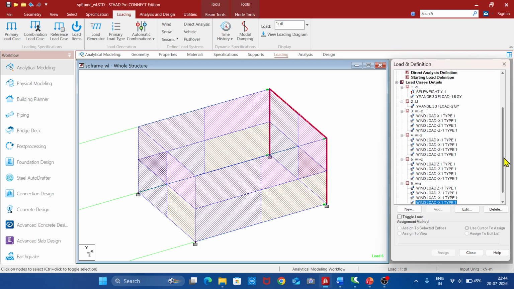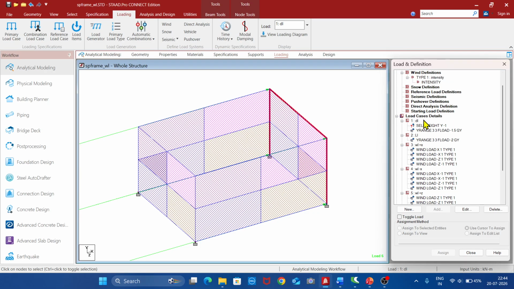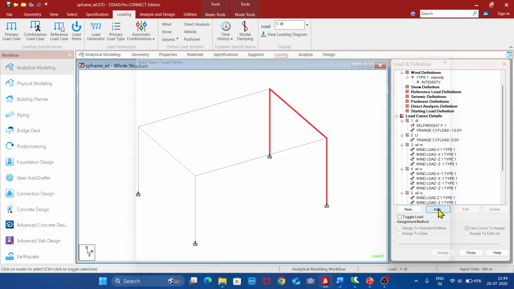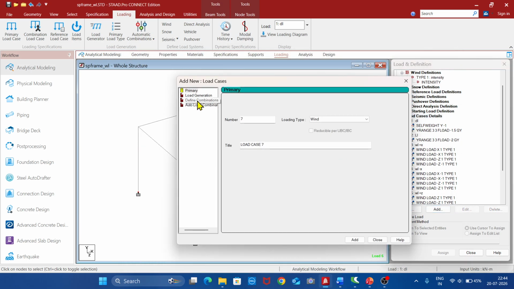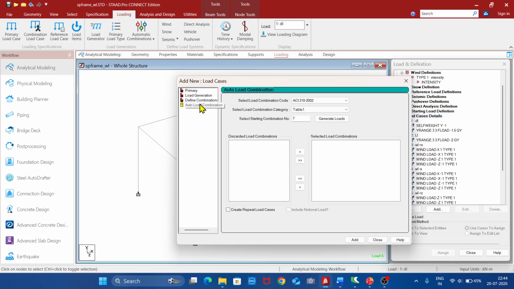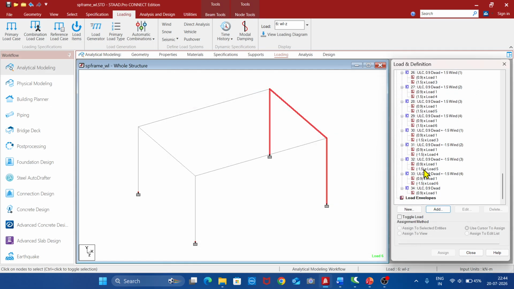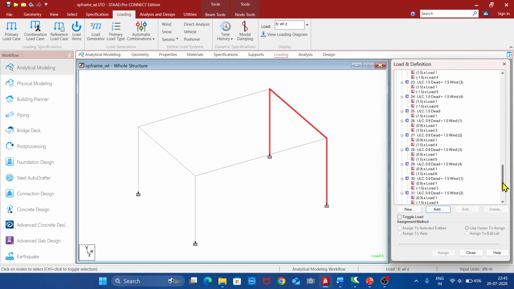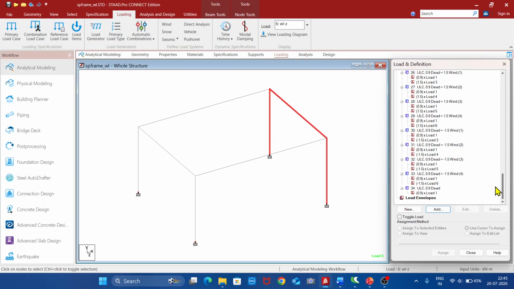Next is the load combination. So go to load case details, click add, click auto load combination, choose our code IS 800, generate loads. So these are the 34 types of load combinations. Click add, click close. So we can see very well the load combinations here as per the IS code. So this is how we should define the wind load.